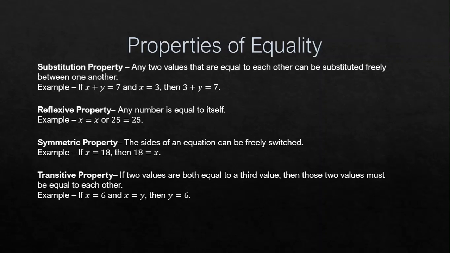So 6 and y are both equal to x, and if they're both equal to x, then that means that they must be equal to each other. So that's what the transitive property is saying. We've got these two different values, y and 6, but they're both equal to that third value, x. So they have to be equal to each other.